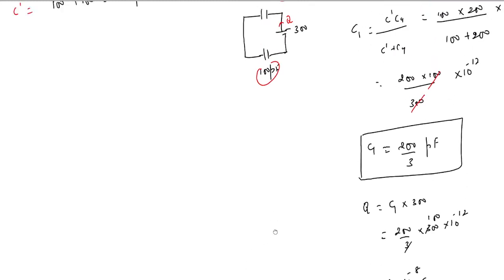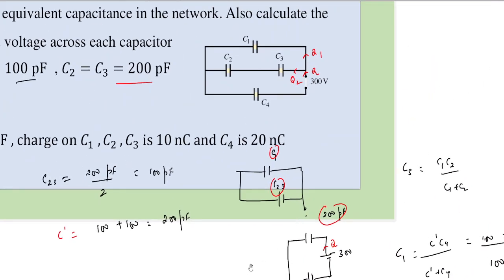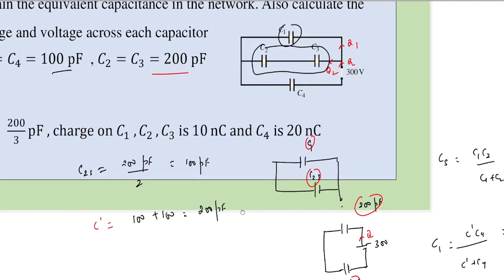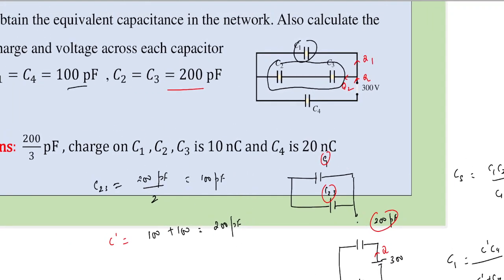Now this charge divides into two equivalent parts. This value and this value are the same, because the equivalent of C2 and C3, which is called C dash, was 200 picofarad, and C1, that is equivalent of C2 and C3, was 100 picofarad, and also C1 is the same value only. Therefore, this charge divides into two parts.